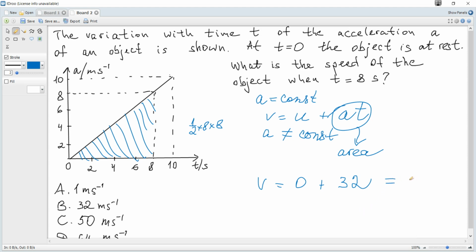Hence the final velocity is 32, and by magnitude the final speed is also 32. So B is correct, and that's all for this question.